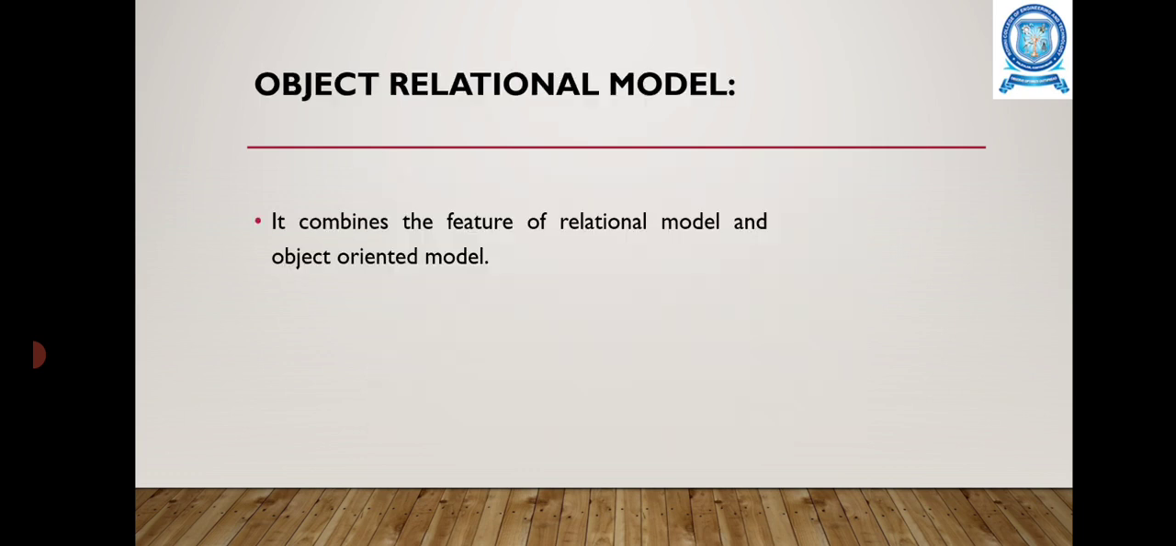The next one is the object relational model. The object relational model combines the features of the relational model as well as the object oriented model. These are the data models present in the database management system.